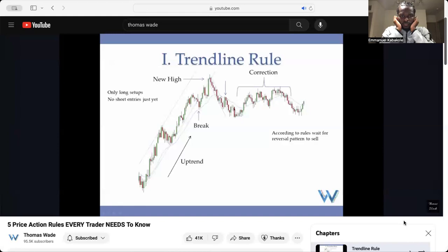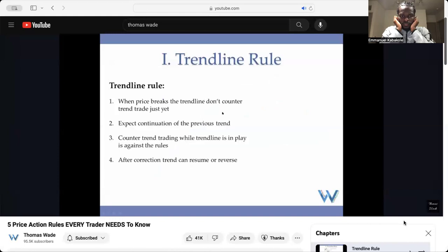But once this downtrend played out, because this was just a shortened pattern, the correction phase for this overall initial uptrend came into play. So this is how you follow the trendline rule. When price breaks the trend line, don't start counter trend trading just yet. Expect continuation of the previous trend.